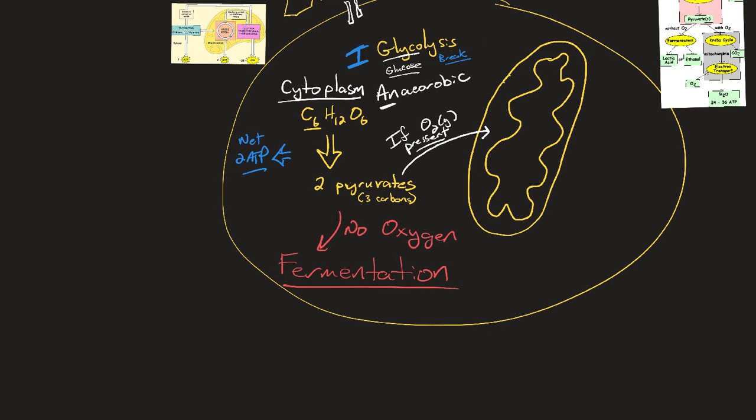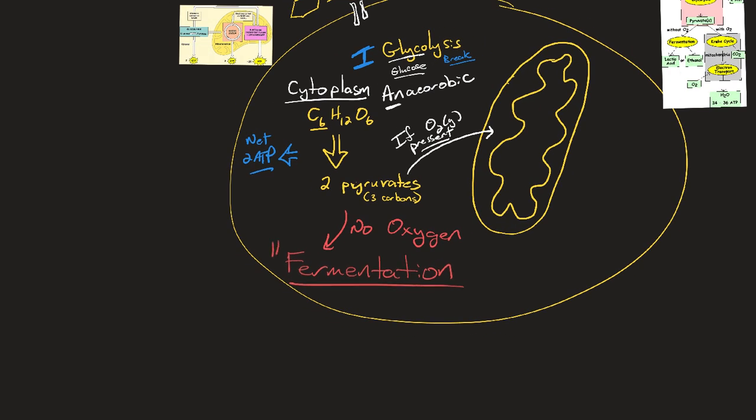Now, an easy way for them to test you, by the way, this is process 2. Process 1 is glycolysis, which happens with or without oxygen. Glycolysis. Without oxygen. Fermentation also requires no oxygen. In fact, that's the only time fermentation occurs, when there's no oxygen.